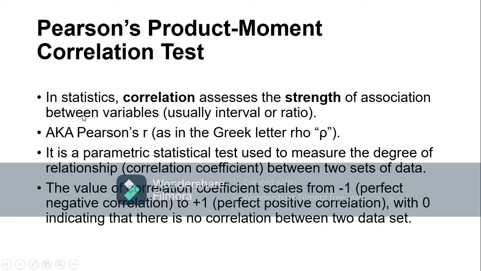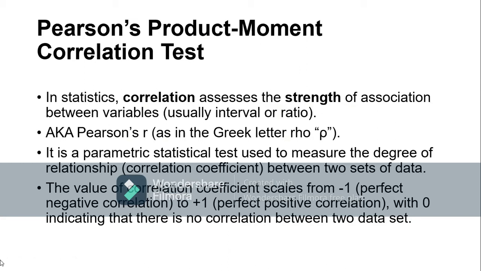This Pearson's product moment correlation test is also known as the Pearson's R, as in the Greek letter rho. The value of the correlation coefficient scales from -1, the perfect negative correlation, to +1, the perfect positive correlation, with 0 indicating that there is no correlation between the two data sets.